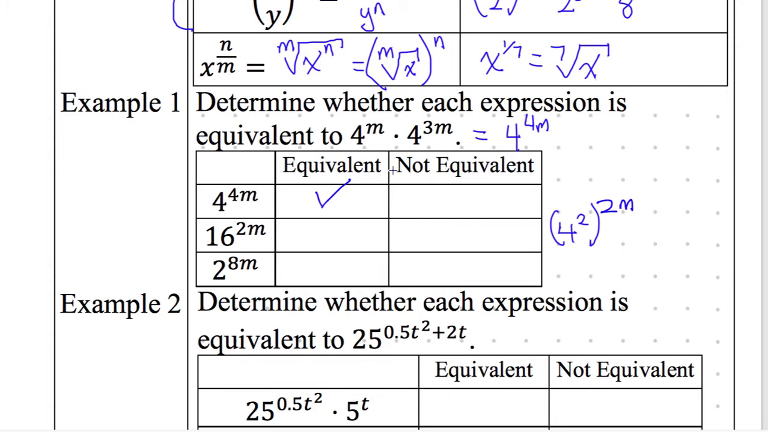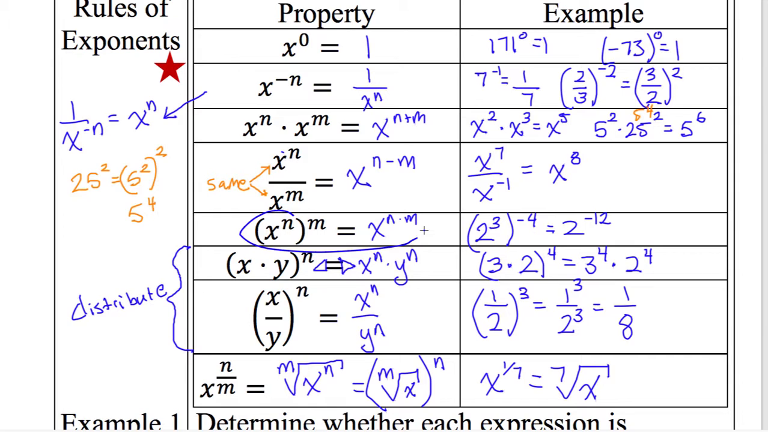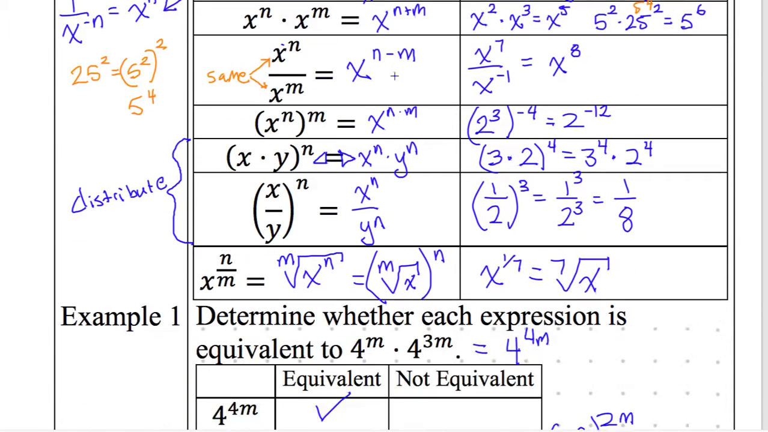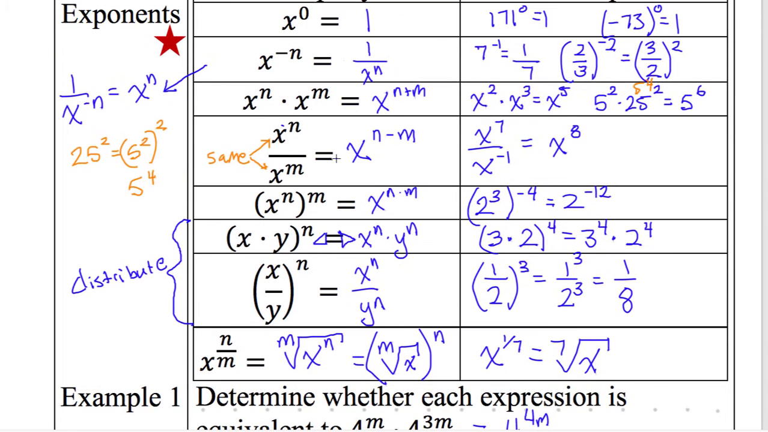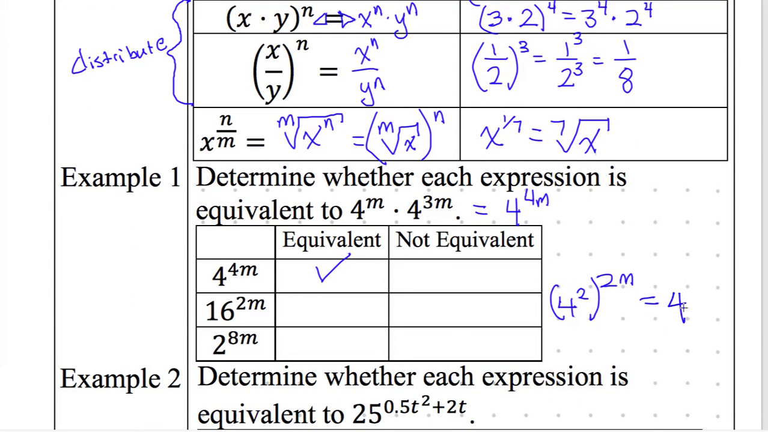Now, I'm going to use another property. This property states that if I have a power to the power, I multiply the powers. So I'm going to multiply 2 times 2m. Leave the base. Notice that the base is the same here and here. Don't touch the base. The base is 4. 2 times 2m is 4m. This one is equivalent. Write this down in your notes. 4 to the power of 2 to the power of 2m.